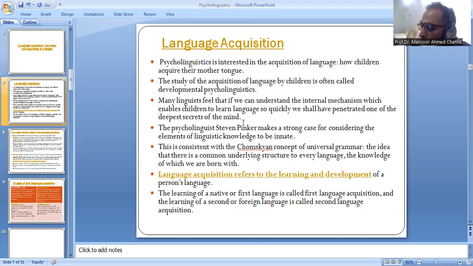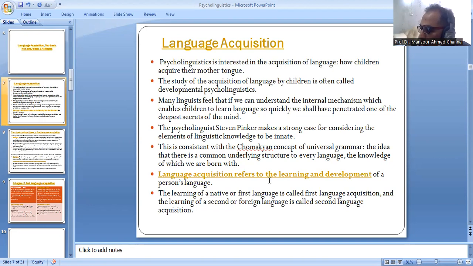The psycholinguist Steven Pinker makes a strong case for considering the elements of psycholinguistic knowledge to be innate. This is consistent with the Chomskyan concept of universal grammar: the idea that there is a common underlying structure to every language, the knowledge of which we are born with.